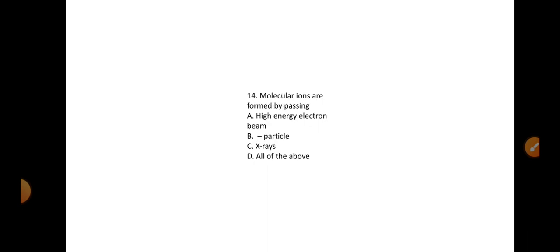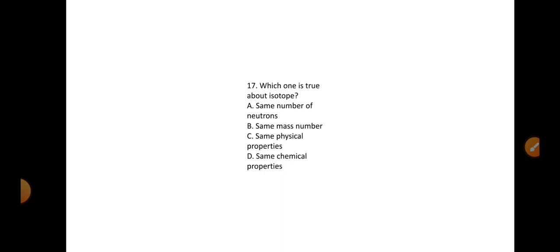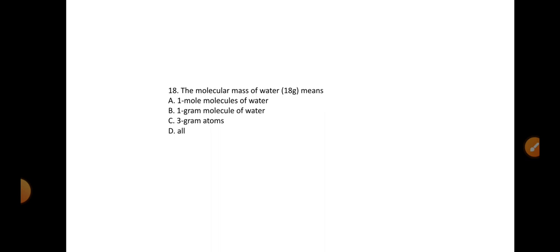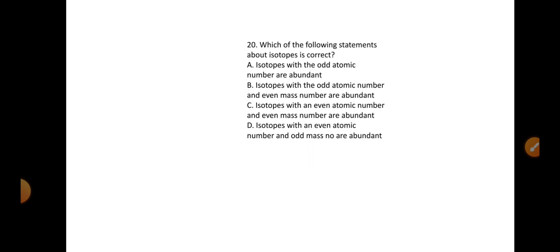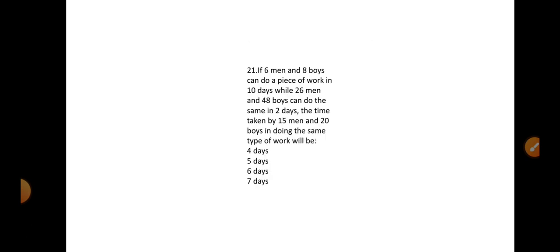14, molecular ions are formed by passing. 15, the number of peaks obtained in mass spec shows. 16th, empirical formula of chloroform is. Easy question. Which one is true about isotopes? Again easy. 18, the molecular mass of water 18 grams means. Which of the following ion formation is always exothermic? 20th question, which of the following statements about isotopes is correct? So isotopes, isobars and isotones you have to remember.